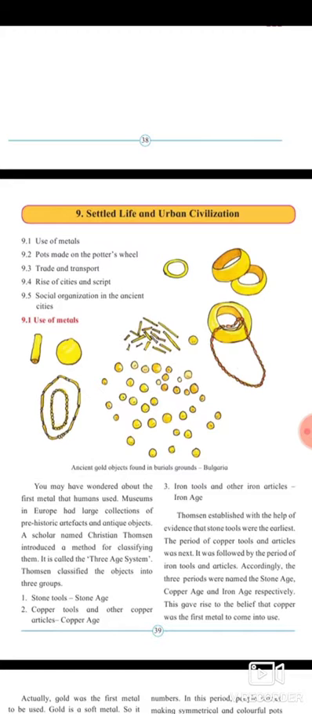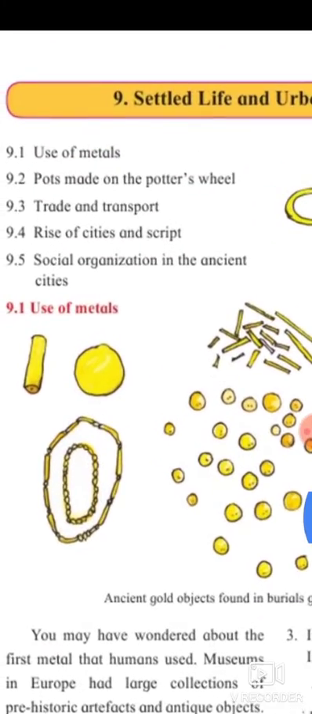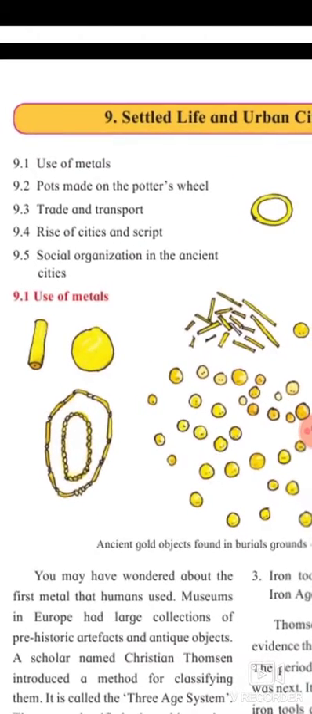Chapter 9: Settled Life and Urban Civilization. 9.1 Use of Metals. 9.2 Pots made on the potter's wheel. 9.3 Trade and Transport. 9.4 Rise of Cities and Script. 9.5 Social Organization in the Ancient Cities.